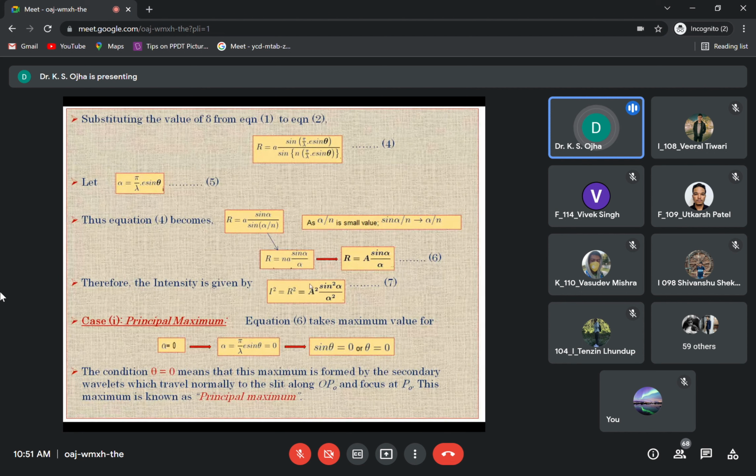Now we see equation 7. A is constant on the right hand side. When will the intensity be maximum? Only when alpha is equal to 0. When alpha is equal to 0, we get the maximum intensity. So alpha equal to 0 gives the position of the principal maxima, and since alpha is equal to pi by lambda e sin theta, from here sin theta is equal to 0, so theta is equal to 0.